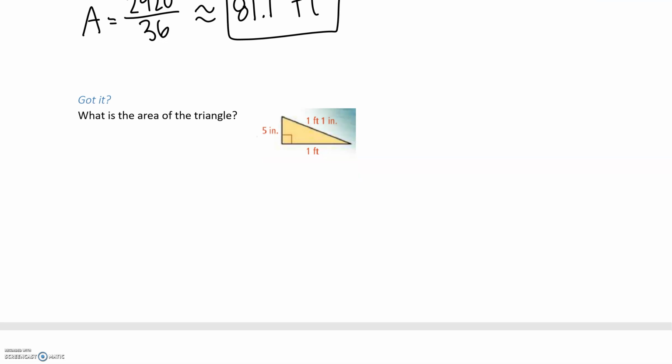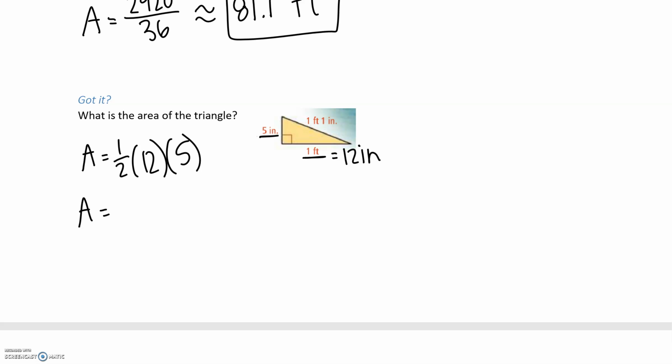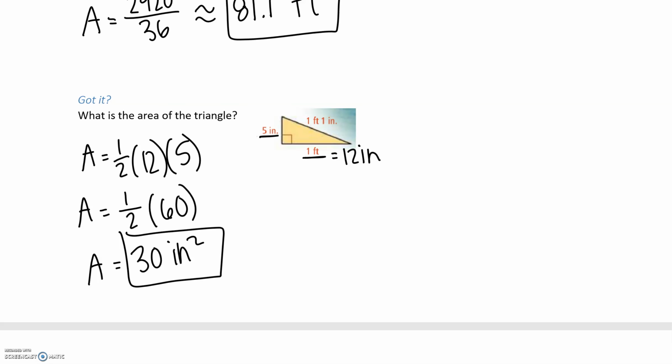Okay, so now we're going to look at the area of this triangle down here. The first thing we notice is that we have inches on this side, and feet on this side. We know that 1 foot equals 12 inches, so that's no problem. So area equals 1/2 times our base, which here is 12 inches, and our height, which is 5 inches. So our area is going to equal 1/2 times 60, which means area is going to be 30 inches squared. Okay.